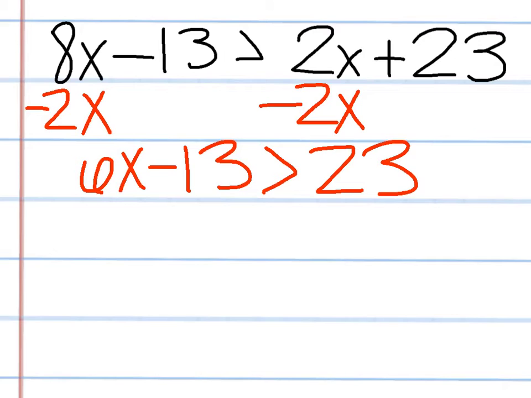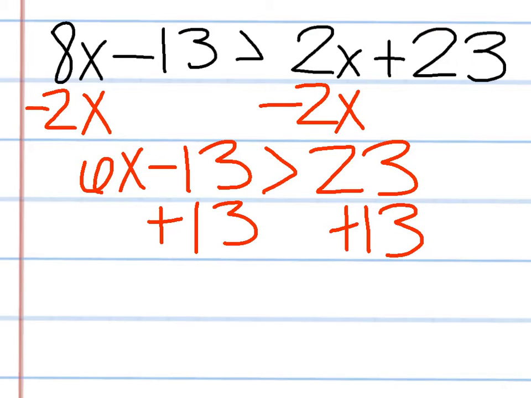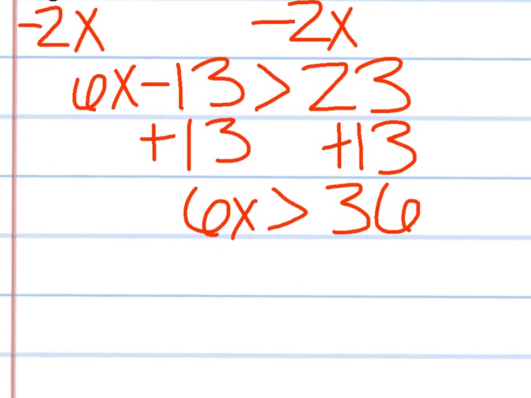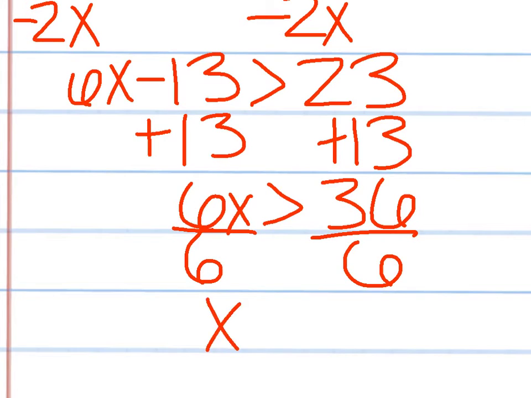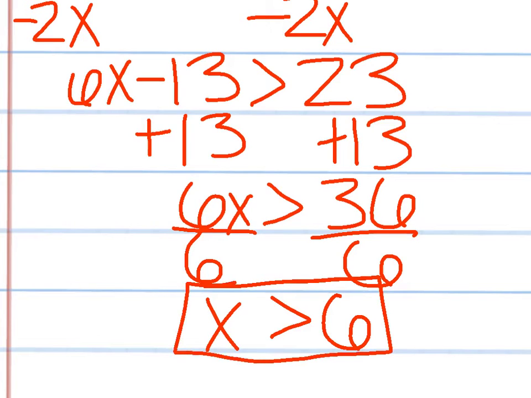What do we need to do next? Right, we need our numbers on the same side, so we're going to be adding 13 to both sides. When we do that, we get 6x is greater than 36. Now we just need to divide by our coefficient. When we do that, we get x is greater than 6. And that should be our final answer.